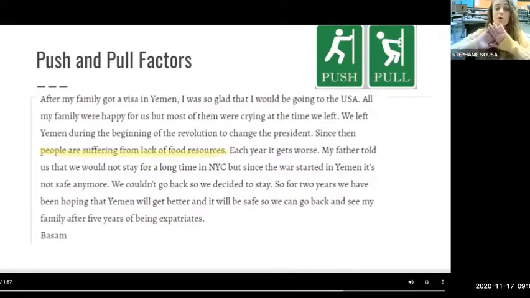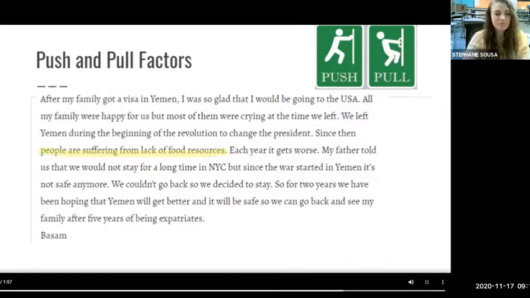So that was a push factor for Yemen. A pull factor was that there was no war going on in the USA. So they said, our push is we want to leave the war, so we're going to look for a place that does not have a war. And for this family, that was the USA. They recognized that they would be safe in the USA in terms of there not being a war or a battle happening. What more push or pull factors do we see?